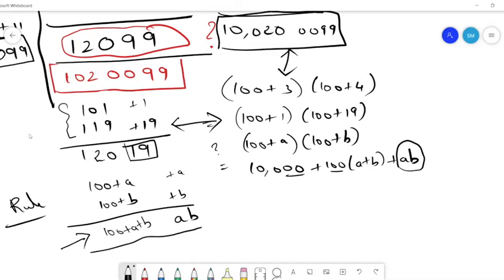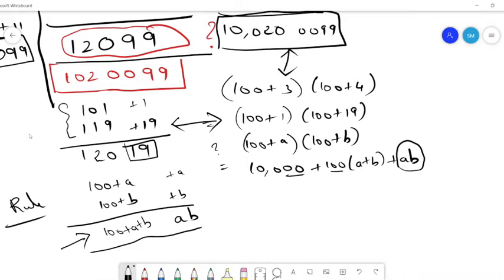So Shankar, here do you see why the diagonal sums are coming out to be the same? That is because 101 plus 19 is nothing but 100 plus 1 plus 19, or we can say 119 plus 1 is nothing but 100 plus 19 plus 1. Both are the same.